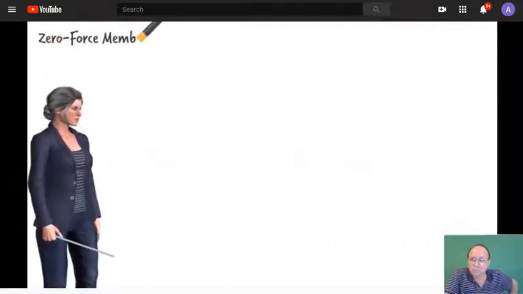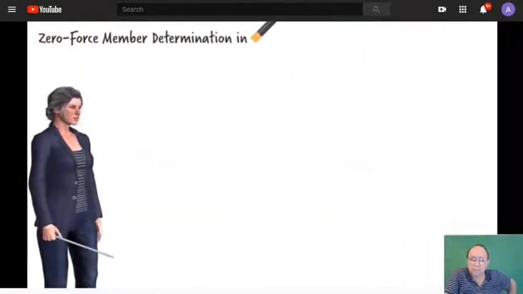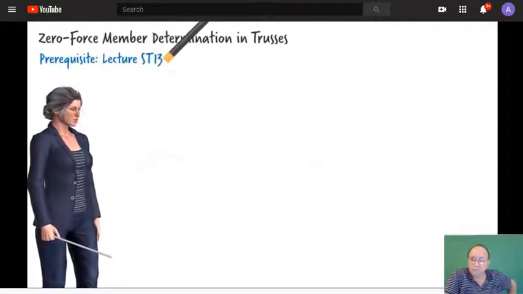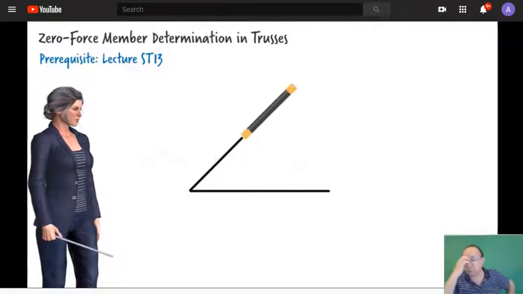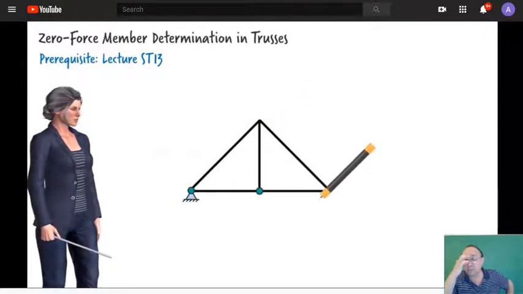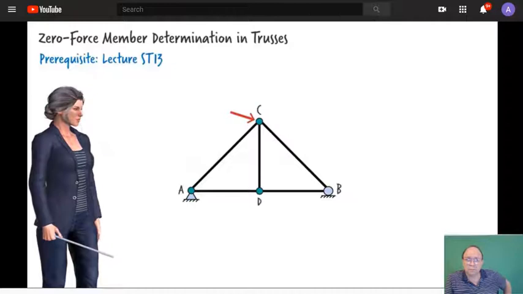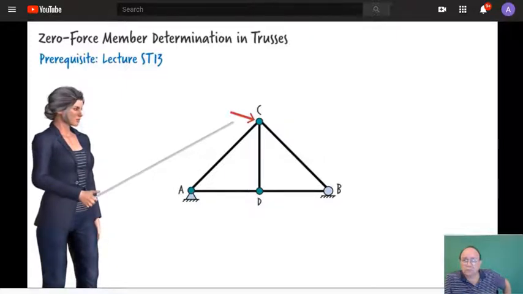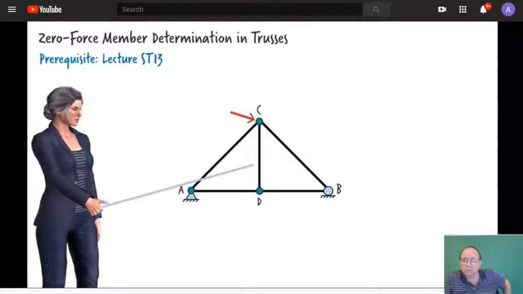In lecture ST13, we introduced the method of joints for analyzing determinate trusses. We learned that truss members carry tensile and compressive forces only. Interestingly, in a typical truss structure, depending on its geometry and the location of the applied load, some of the members may carry no axial force. We call them zero-force members. For example, in this truss, if the only load on the structure is located at joint C, CD becomes a zero-force member.